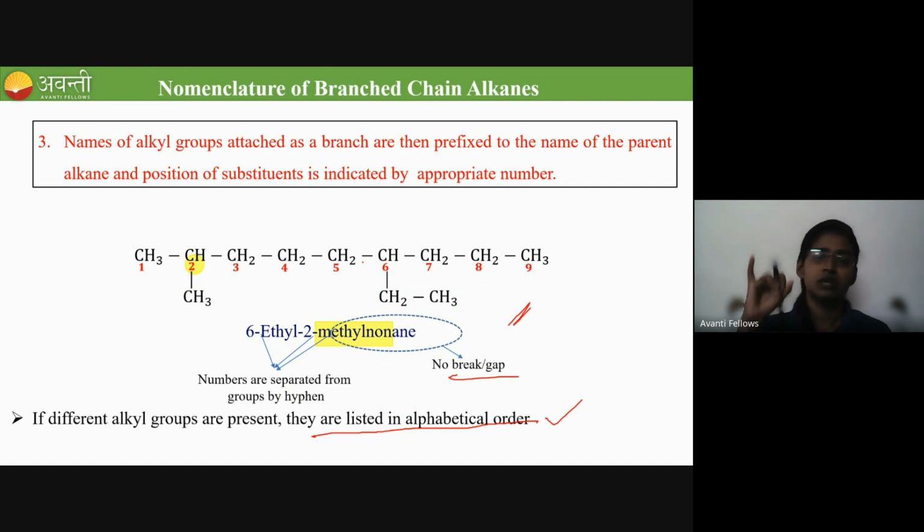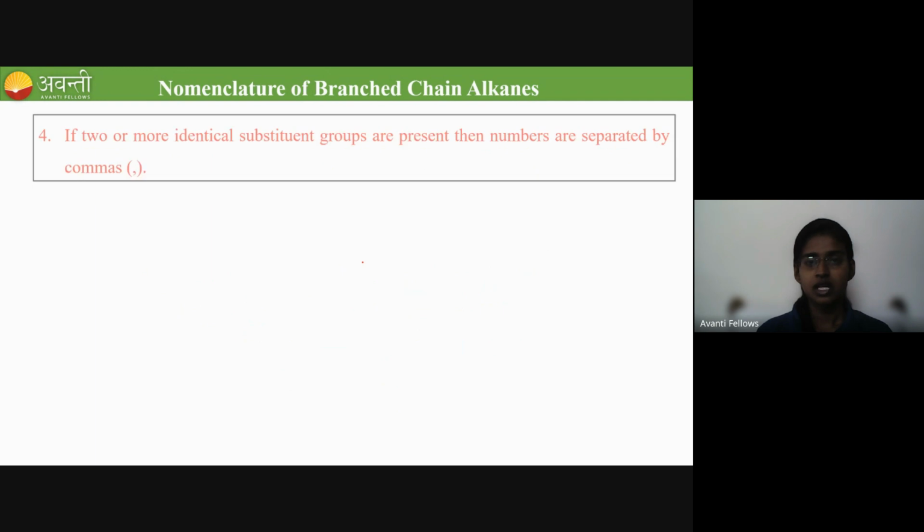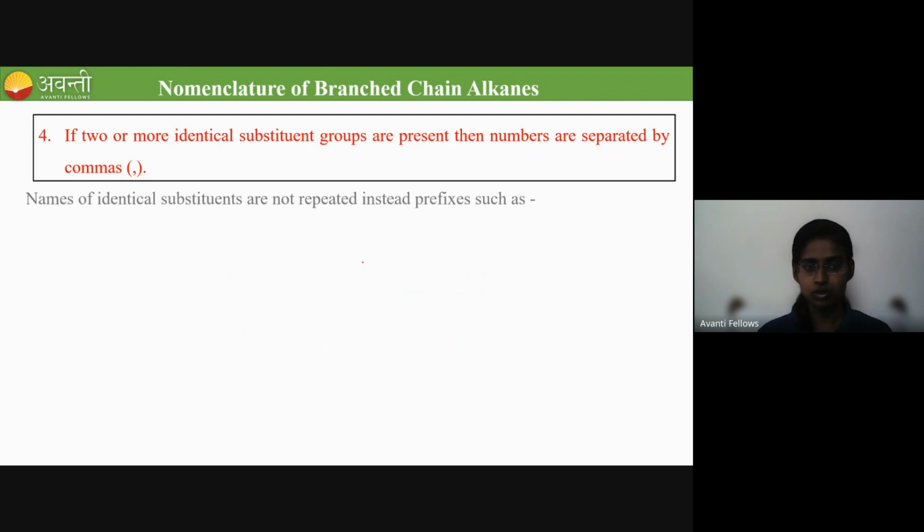So first find the longest carbon chain, then start numbering. If you have a substituent, start from the substituent. If you have more than one substituent, go with alphabetical order. Then coming to the 4th rule: if two or more identical substituent groups are present, then numbers are separated by commas. For example, if I have 2-methyl, 3-methyl, or 2-ethyl in my compound, I'll show you the compounds.